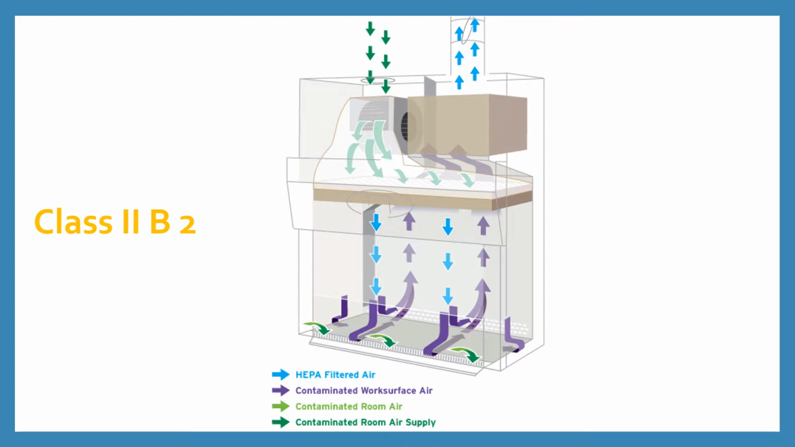system. Contaminated room air supply, indicated by dark green arrows, is drawn in and filtered by the supply HEPA filter and then discharged onto the work surface and product. It is to be noted that 0% of the air is recirculated and 100% is exhausted in this class of biosafety cabinet. Class 2 B2 type of biosafety cabinet also provides personal, product, and environment protection.